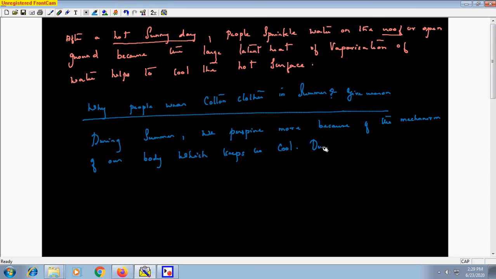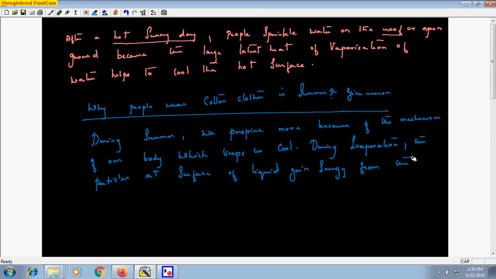During evaporation, the particles at the surface of the liquid gain energy. There will be a gain of energy from the surroundings, or body surface, and they change into vapor. This we already know. Learn this in between breaks, so you can quickly remember everything.